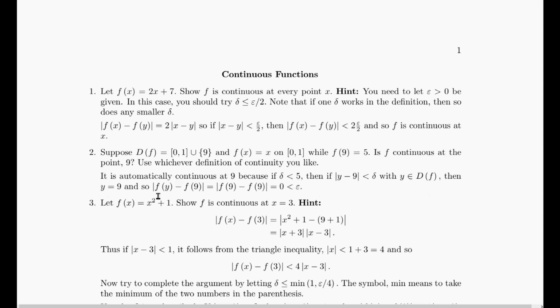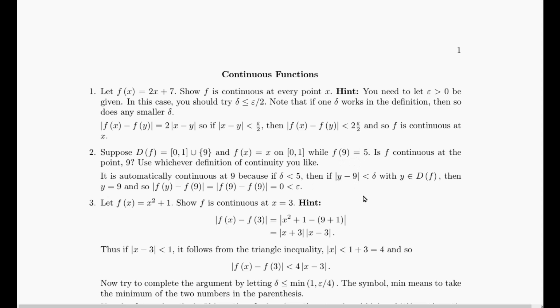And so when you look at f of y minus f of 9, it's 0. And whatever epsilon you pick, that's smaller than epsilon. So you see, it doesn't matter what value you assign to a function at an isolated point like this. The result is going to be continuous at that point.